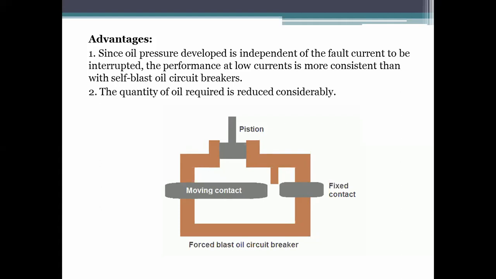Okay, so just we have seen that is the drawback, that it is not consistent. So, but this cross jet, this force blast oil circuit breaker is consistent for the low currents also, and the quantity of oil required is reduced considerably. Okay, so as we are using some mechanism, that is we are using the piston to extinguish the arc, the quantity of oil required is reduced considerably.